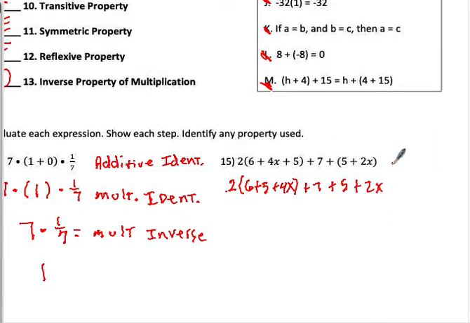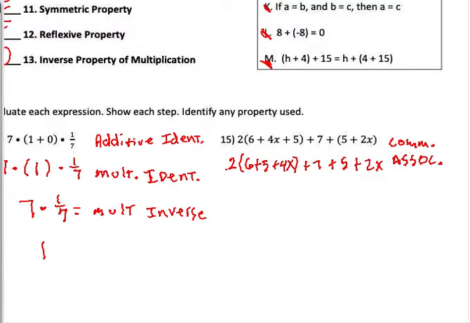So I use commutative property and associative property. Please be careful how you abbreviate associative property. Don't just label it the first 3 letters. It'll hurt my feelings if you do that on the test. All right.